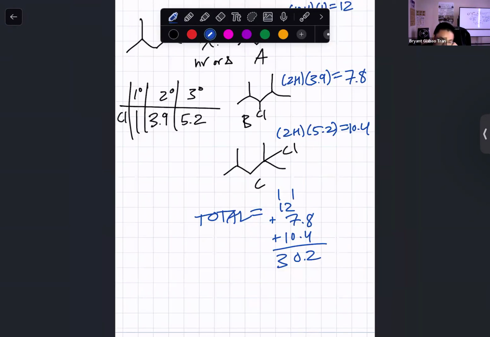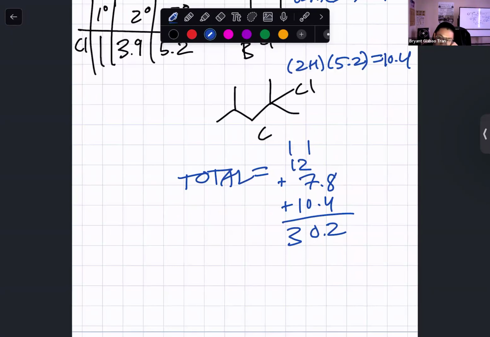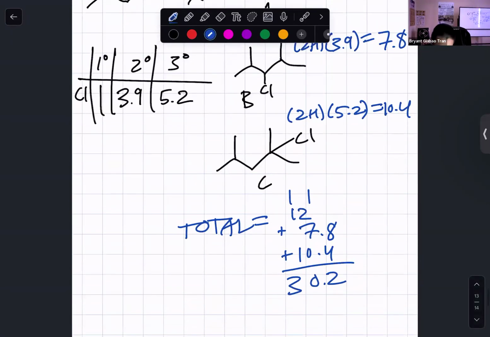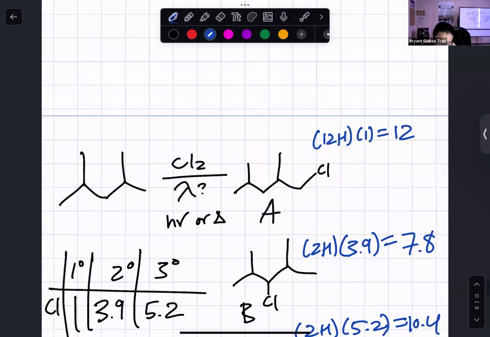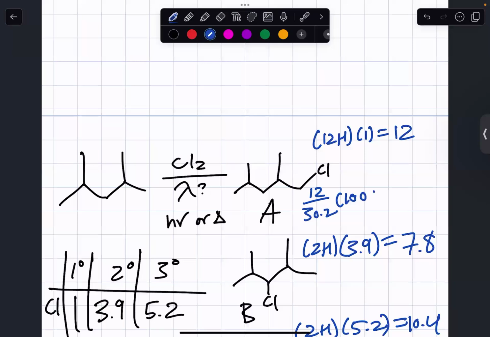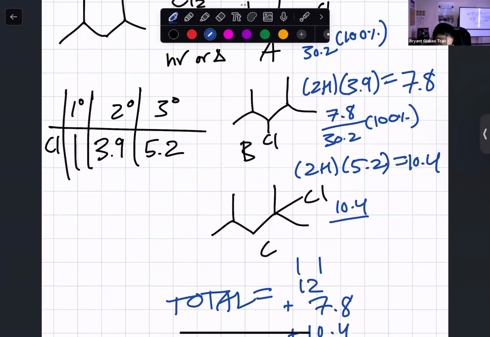Do you see my updated screen or is it frozen right now? I see it. You see the 30.2? Yeah. Because for my screen, it's frozen for some reason. Okay. So the percentage for compound A is 12 over 30.2 times 100%. That's the answer, you put that in the calculator. The answer for B is 7.8 over 30.2 times 100%. The answer for C is 10.4 over 30.2 times 100%.